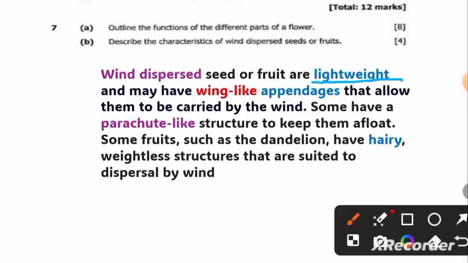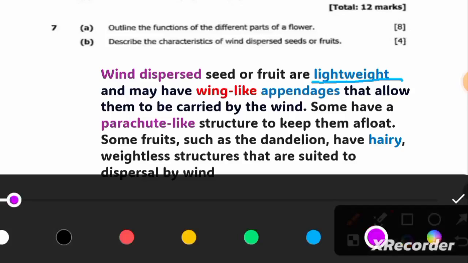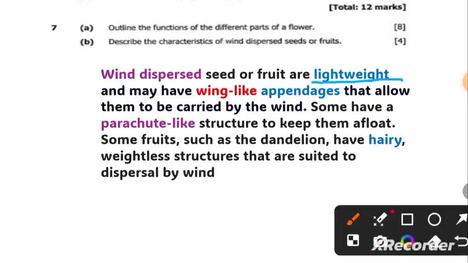The next one, wing or wing like appendages. So they have wing like appendages. These wing like structures help them to fly in the atmosphere, which allows them to be carried by the wind.